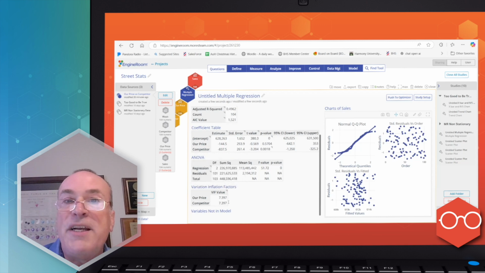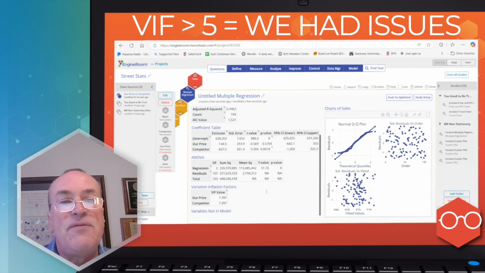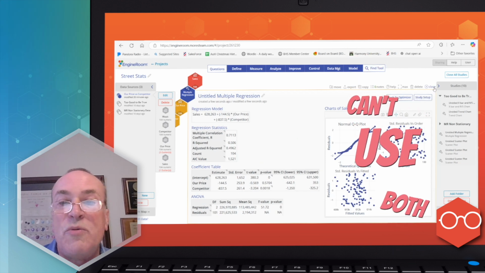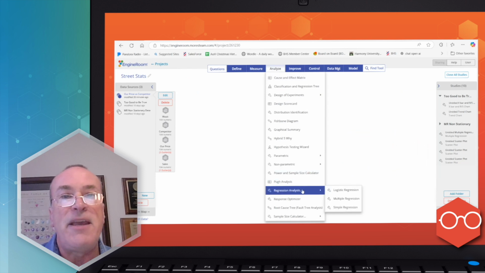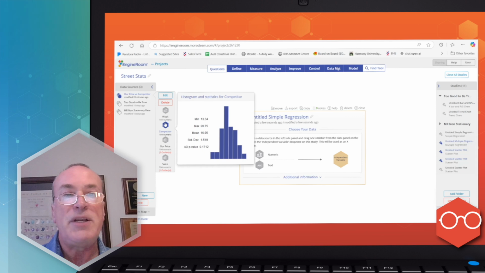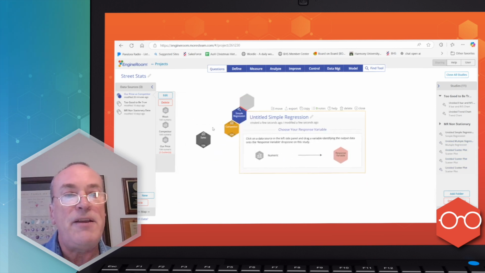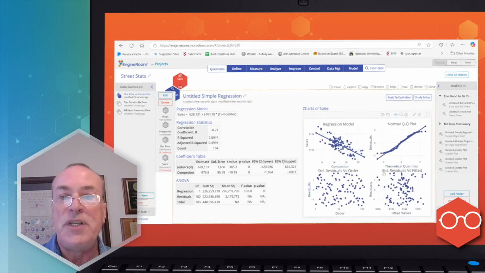Back in multiple regression, you learned if the VIF was greater than 5, then we had issues. And it said you've got to choose which variable you want to choose. You can't use both. So that's, oh, okay, we'll do that. So let's go do regression. We'll do a simple linear regression. And we will take our competitor price versus sales, and we'll generate a regression on that.